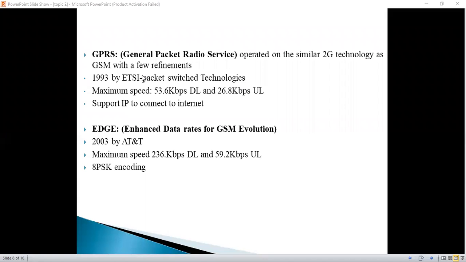Here you can see in this second generation, it is saying that it uses packet switch technology. Before, circuit switch technology was just used. Here, packet switch technology is being used. Now, what is packet switch technology and what is circuit switch technology? I will let you know in another presentation, your PowerPoint slide.